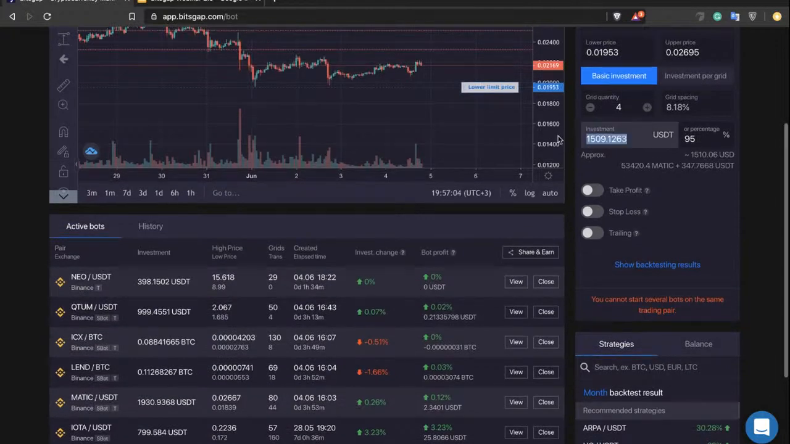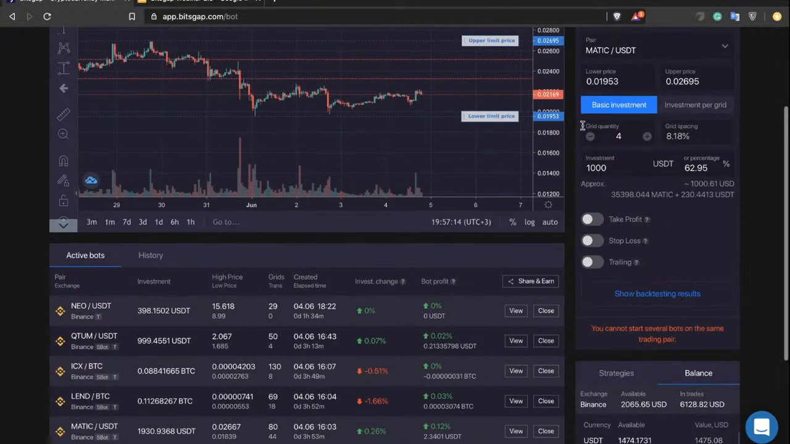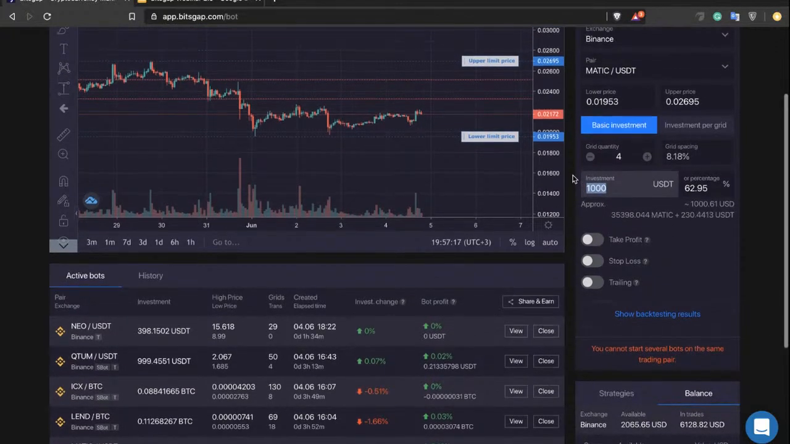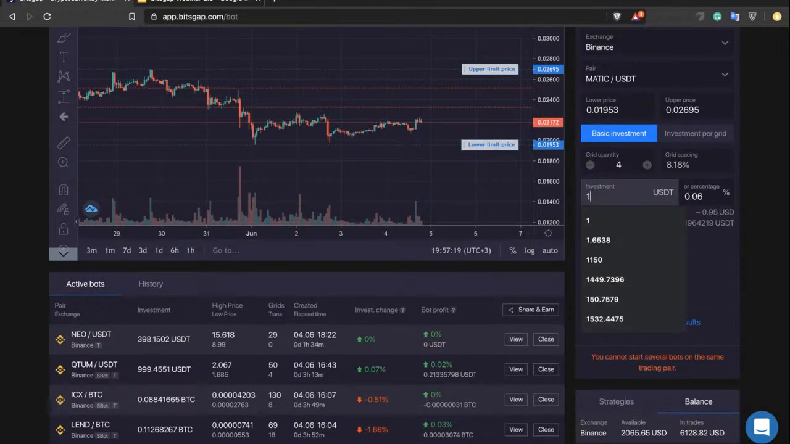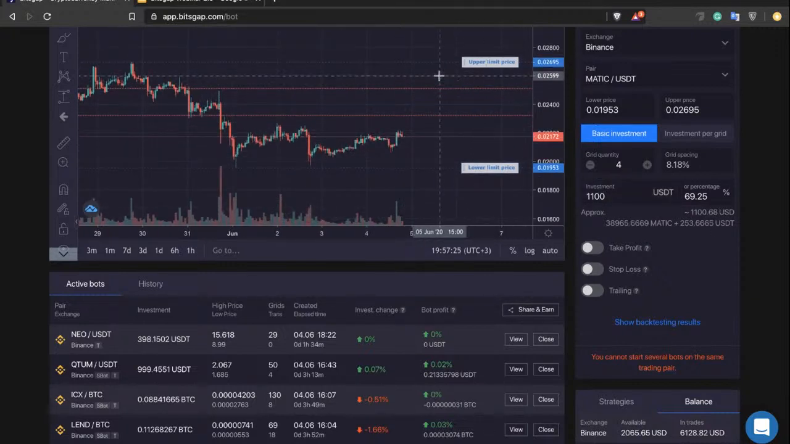Let's say you've allocated $1,000, but what can happen is that it can absorb extra from your balance, let's say $100, all right? So in this case, your investment allocation in this trade will be increased to 1,100, and this has both pros and cons.